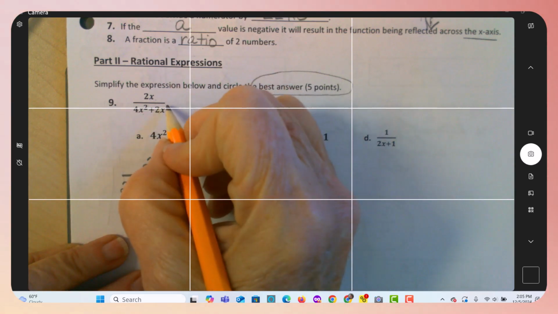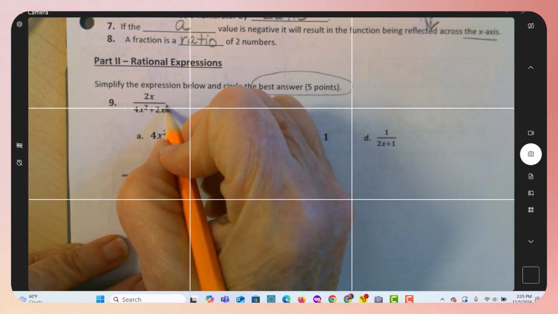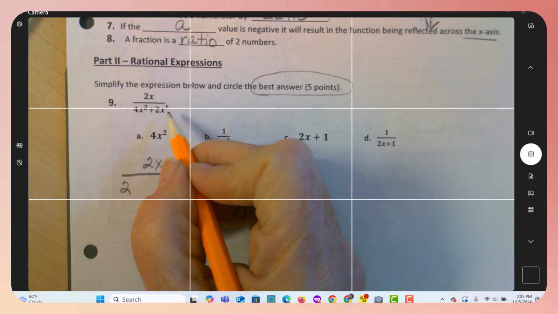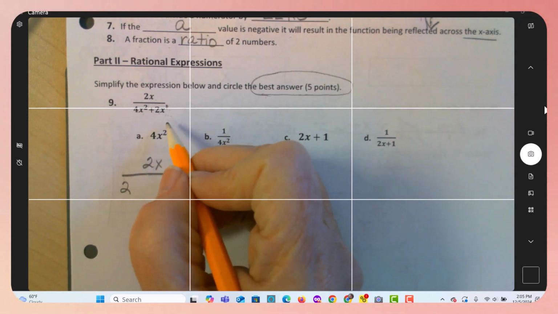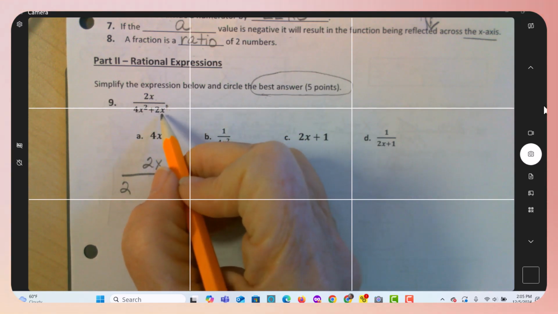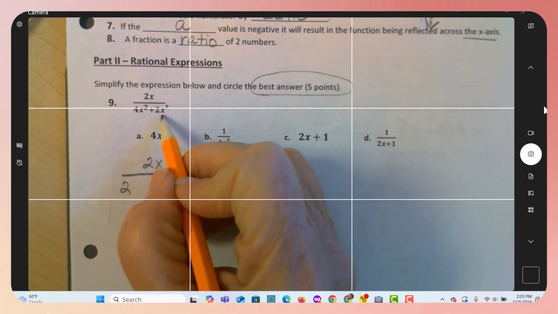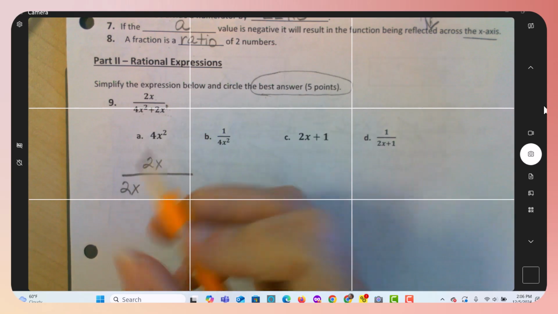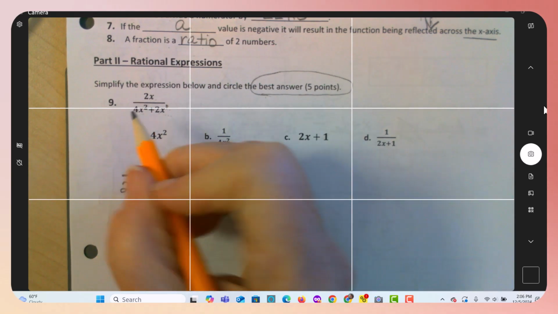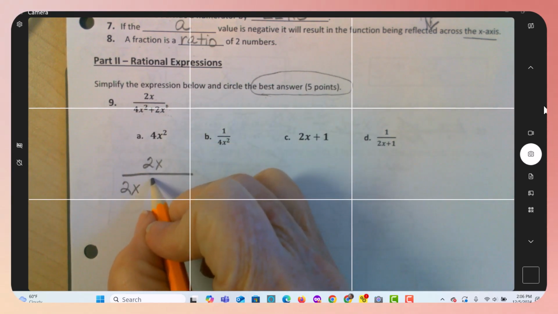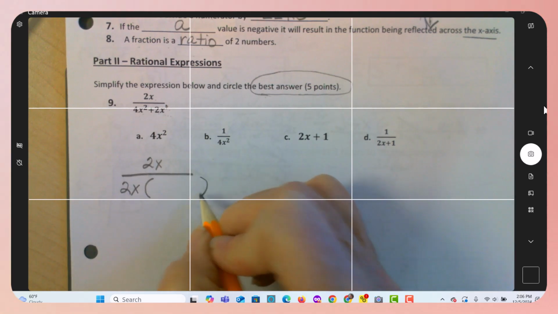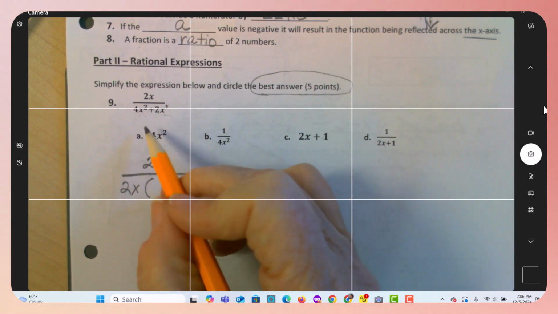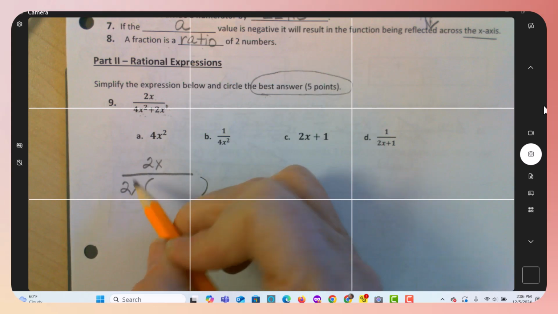I'll go ahead and write that in, even though we normally don't write that x to the first power. 1 is an identity and it's invisible. Okay, so we're looking for the smallest power for x's, and that's x to the first power. So these are both divisible by 2x, so we're going to factor out a 2x. Okay, now there are two terms that we're going to divide that 2x into.